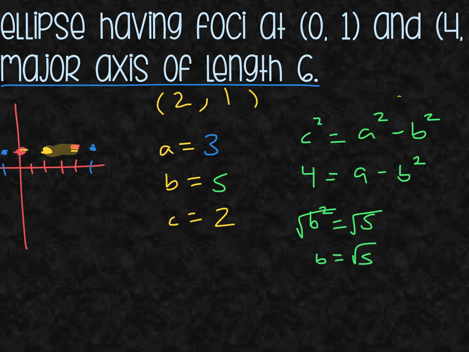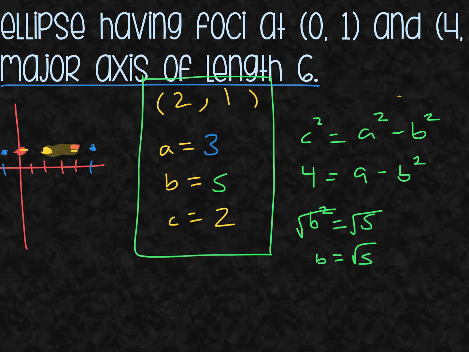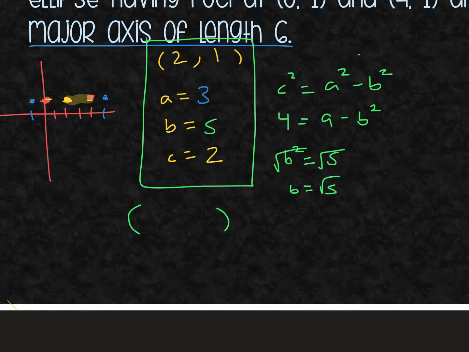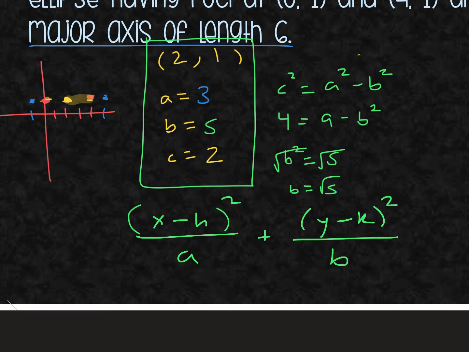Once we have our center and a, b, and c, we can plug it into our equation. So our equation here is, I'm going to rewrite the original and then just plug things in. So we have (x minus h) squared over a squared plus (y minus k) squared over b squared is equal to 1. Now a is under the x because we see that it's a horizontal ellipse because our foci are on the horizontal line.